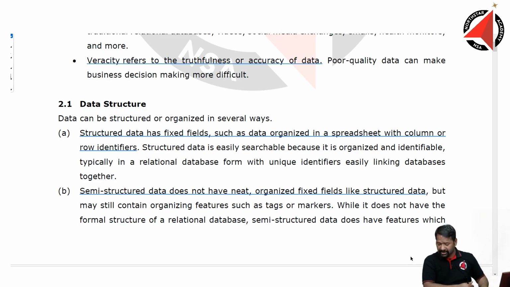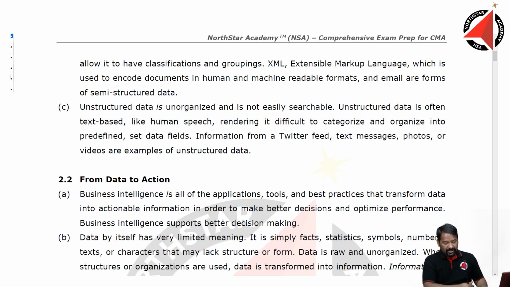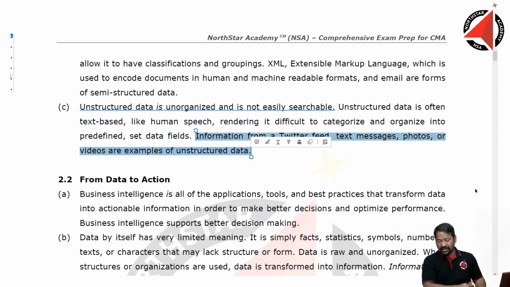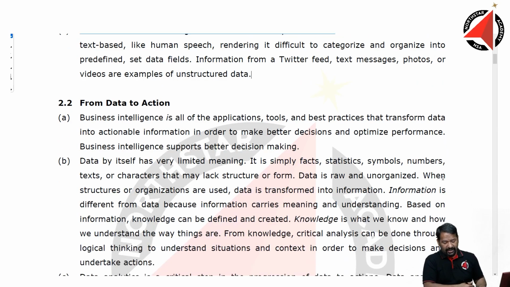And then we have unstructured data. So what is unstructured data? It is completely unorganized data from which you cannot take any decision. It is a raw format of the data which can have so many things in combination: images, words, videos, text messages, photos, so many things. So information from a Twitter feed, text messages, photos, videos are examples of unstructured data where everything is in a mixed format. There's no proper organization of the data.